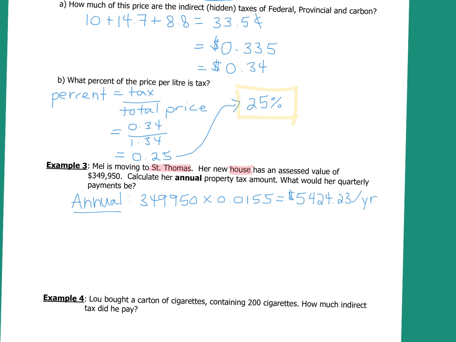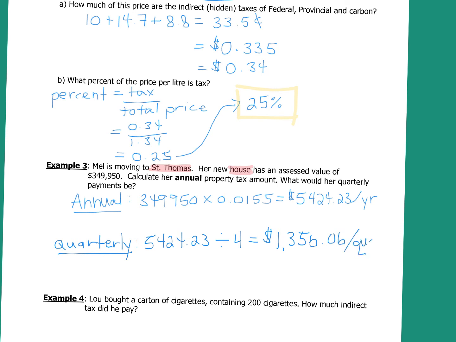And now quarterly, we're just going to again divide that by 4 because she's paying this whole amount over the span of 4 different payments throughout the year. So we're going to have our $5,424.23, and we're just going to divide that by 4, which tells us what our quarterly payments are, which are $1,356.06. And that's per quarter.